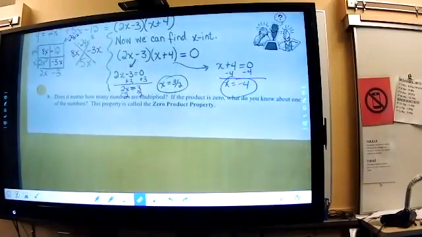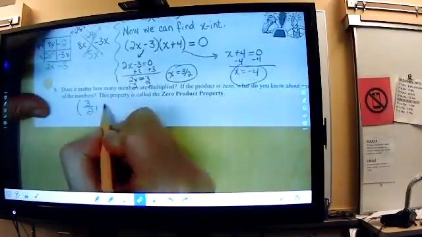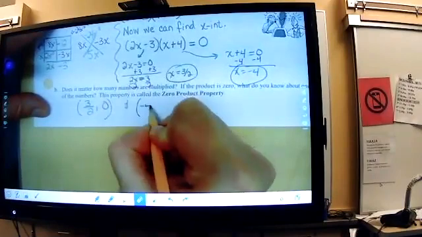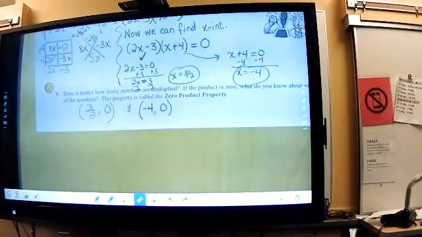Now, whoa, what just happened? We're going to practice this a couple times. But what you have just found are your x-intercepts, and here's what it looks like. When x is 3 halves, y is 0. And when x is negative 4, y is 0. Both of those work. Let's try it.